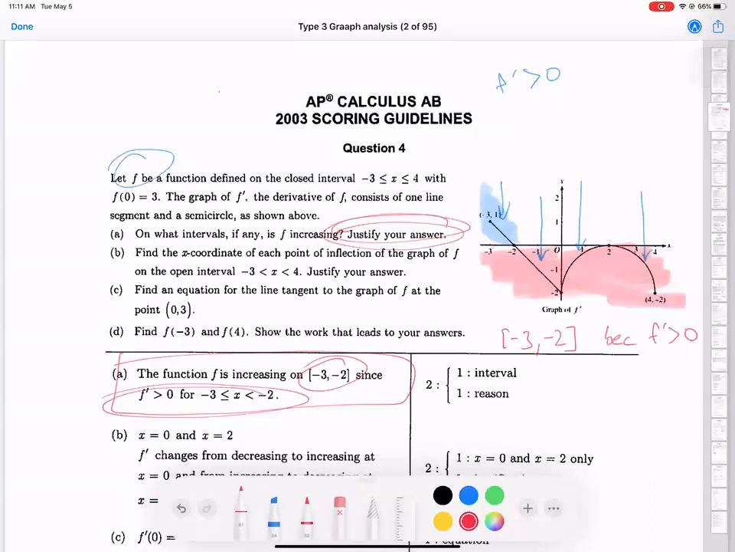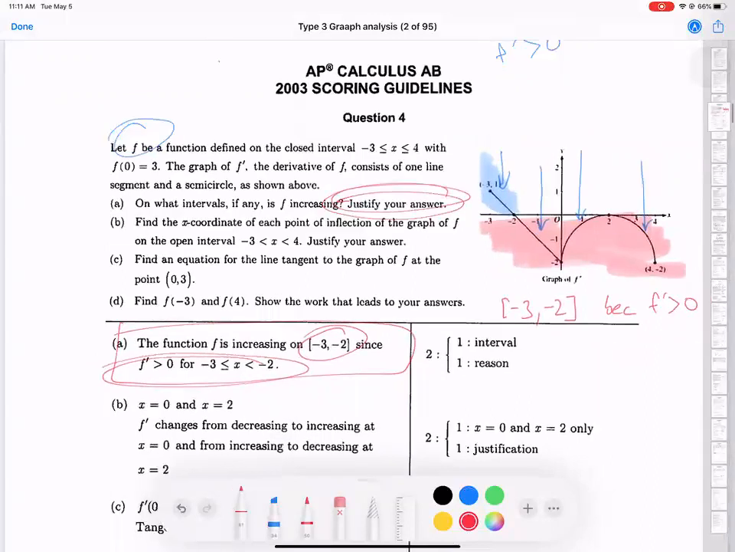The next question: find the x-coordinate for each point of inflection of the graph of f on the open interval. Now, what does the point of inflection refer to? You guys remember? The point of inflection is, okay, the point of inflection.